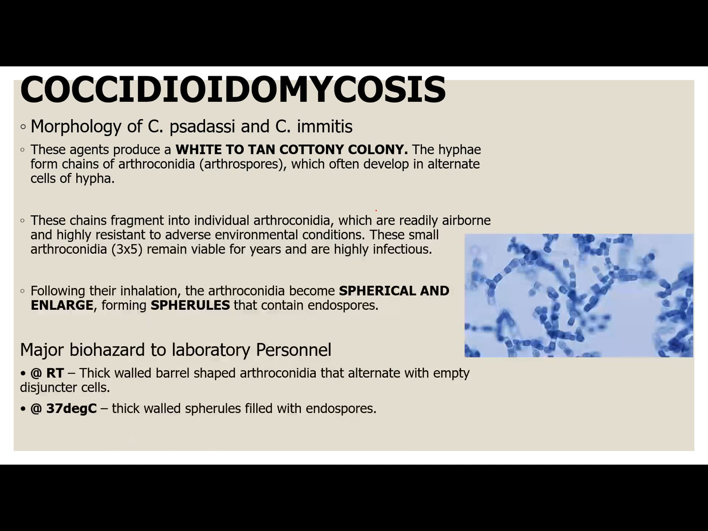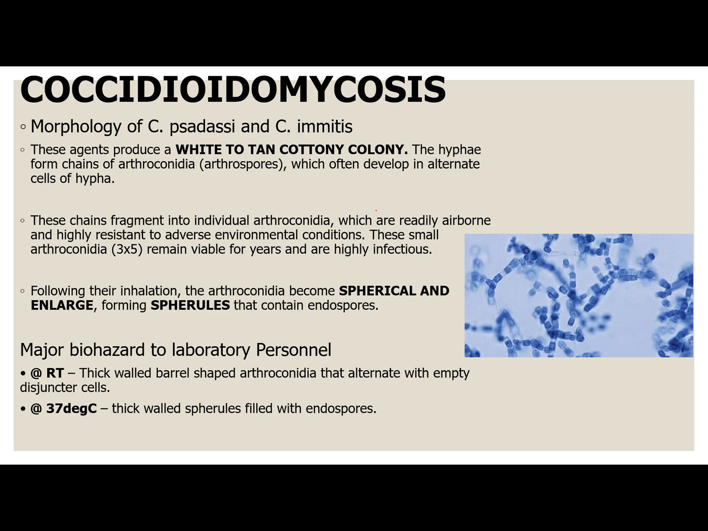Now, what is the morphology of C. posadasii and immitis, class? These agents would produce a white to tan cottony colony. The hyphae would form chains of arthroconidia or arthrospores, which would often develop in alternate cells of the hypha. These chains fragment into individual arthroconidia, which are readily airborne and highly resistant to adverse environmental conditions. The small arthroconidia would remain viable for years and are highly infectious.